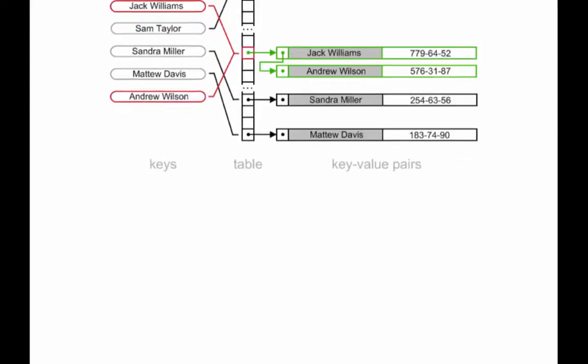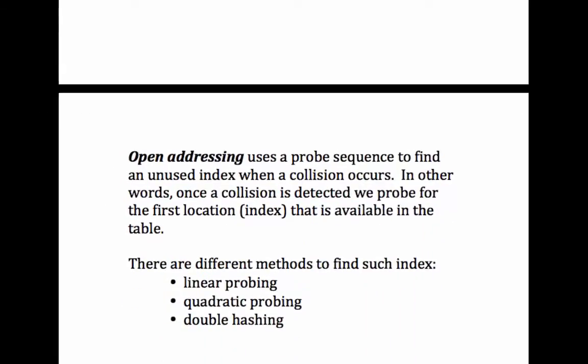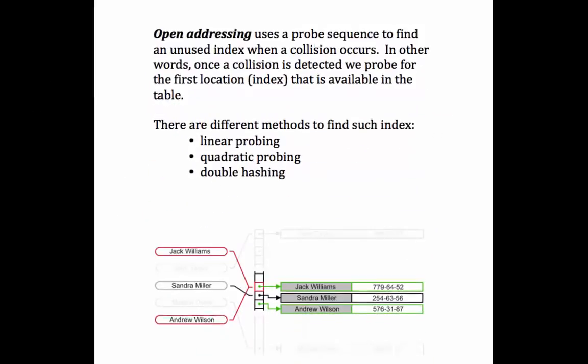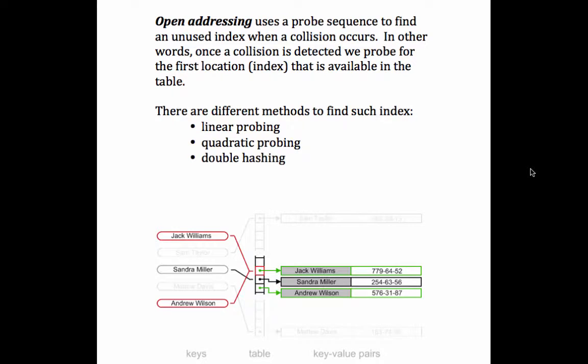The other techniques basically are finding an index that is available, and this is what we call open addressing. Essentially, once the hash function gives us an index and we determine that that index is in use, we probe, we search, to look for the next index that is available.